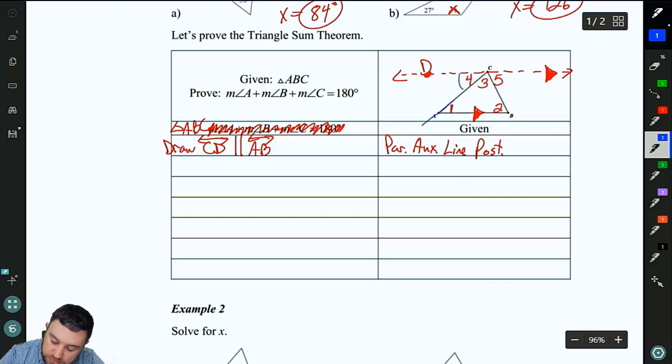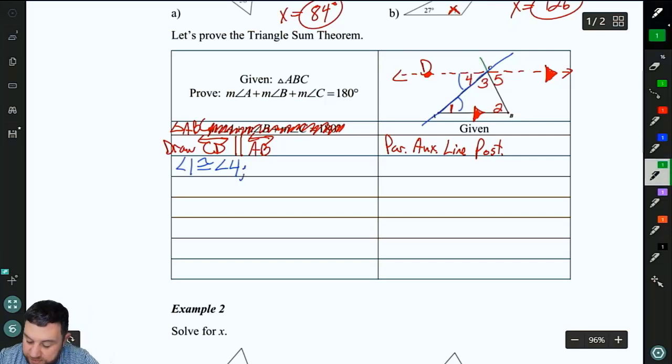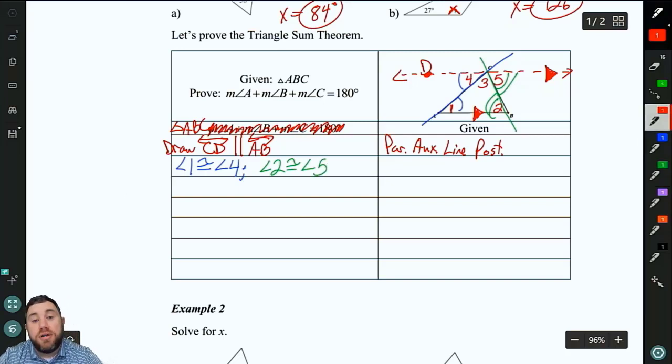And we know if we have AC as a transversal, we know angles 1 and 4 are congruent. So angle 1 is congruent to angle 4. We also know that if CB is a transversal, that 2 and 5 will be congruent. And both of those are true because they are alternate interior angles. So our reason for that is the alternate interior angle theorem.